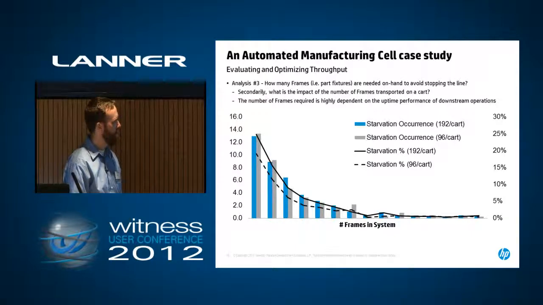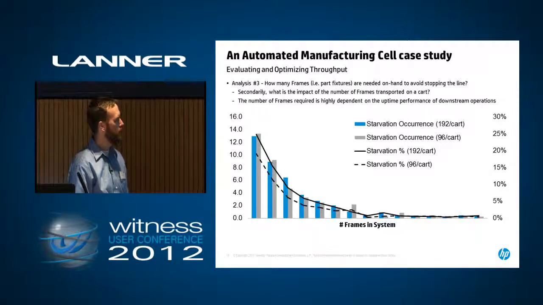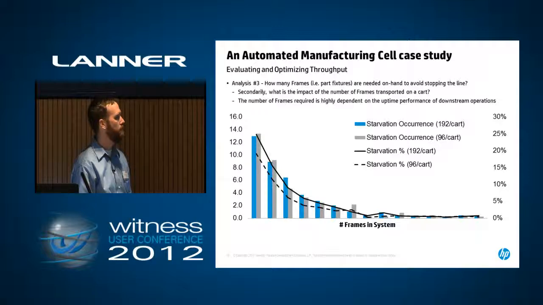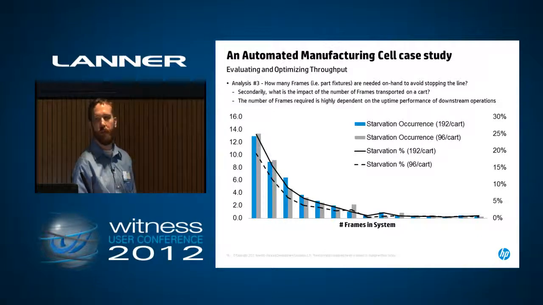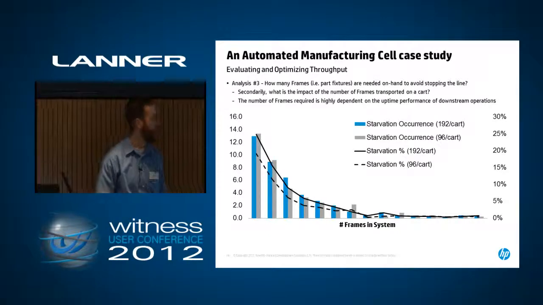This bar chart here is showing the starvation occurrences. And this line chart is plotted against the right-hand vertical axis. That's showing the severity, in percent of available time that it's starved. So you see, all you have to do is take a look and see where it bottoms out. And right in here, any more frames in the system aren't going to do you any good. You're just going to be spending more money on frames.